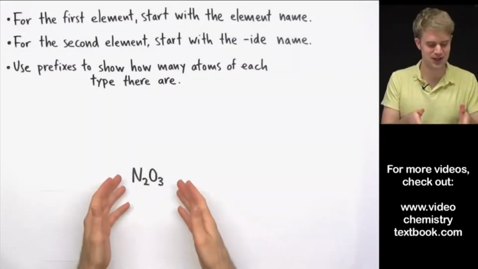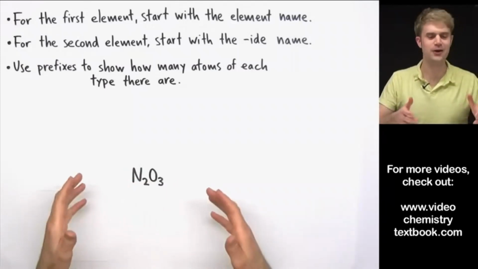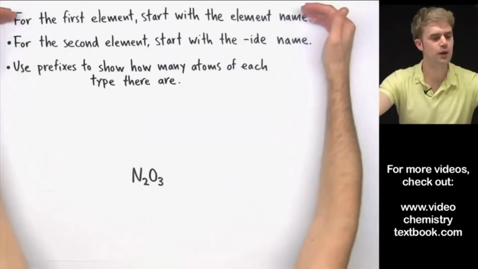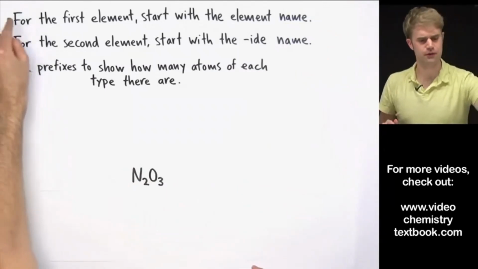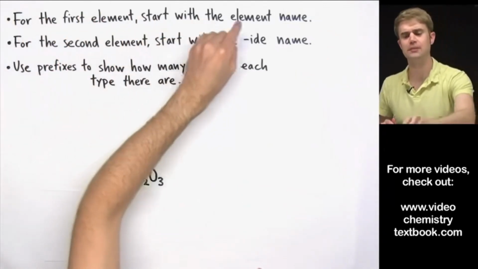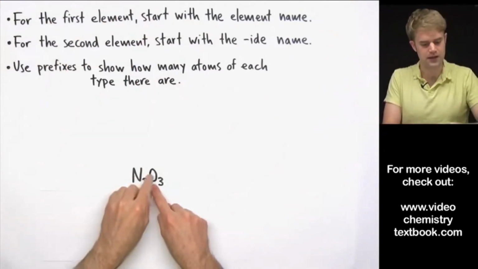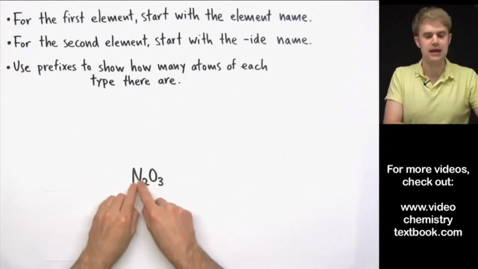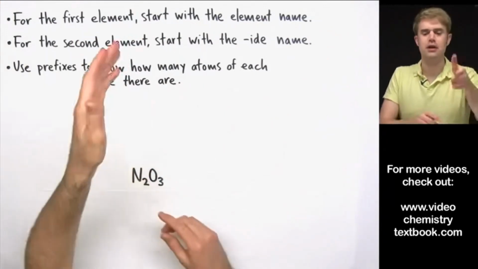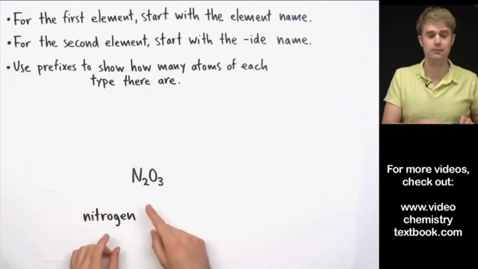Okay, here's our first chemical formula, N2O3. It's made of 2 nonmetals. We're going to write a name for it following these steps. So here's the first one. It says for the first element, start with the element name. When I'm talking about the first element, I'm talking about the order that these elements are in this chemical formula. So the first element here is nitrogen, N. So it says start with the element name. Okay, so I'm going to put nitrogen down. That's the element name here.